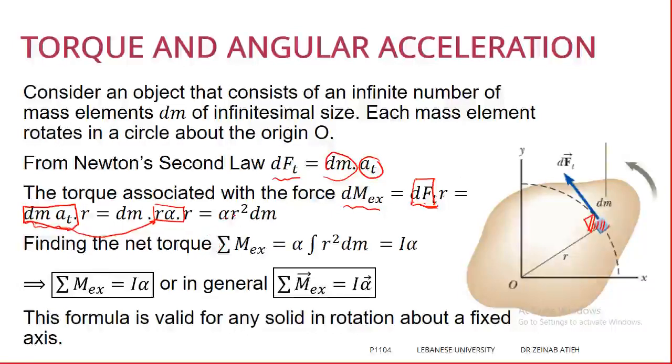and in the end I got alpha r squared dm. I did the same thing as I did for the particle, but there it was called m, here it is called dm. There it was the force on the system, here this small piece has this small force, which is dF. So if I want to take into account all the forces acting on all the particles in the whole system, I have to do an integral. So the net torque is simply the integral of alpha r squared dm, which is I alpha. Remember that this is I from the previous slides.